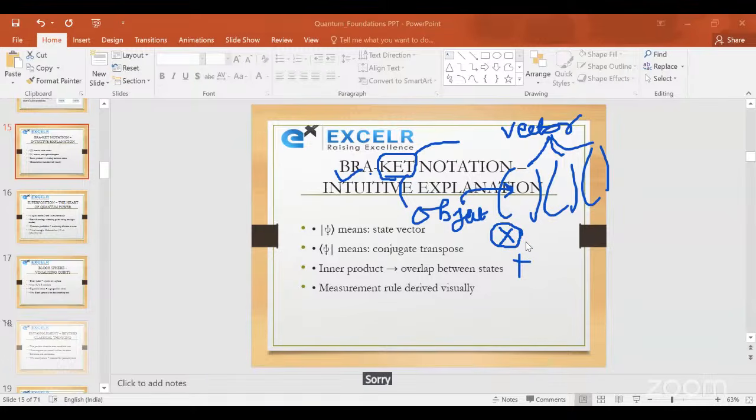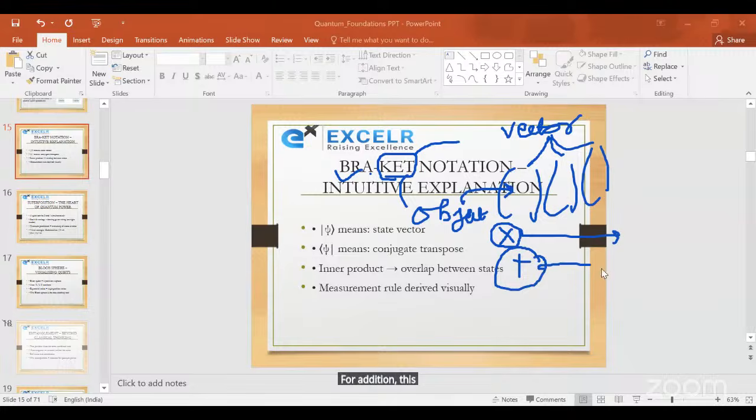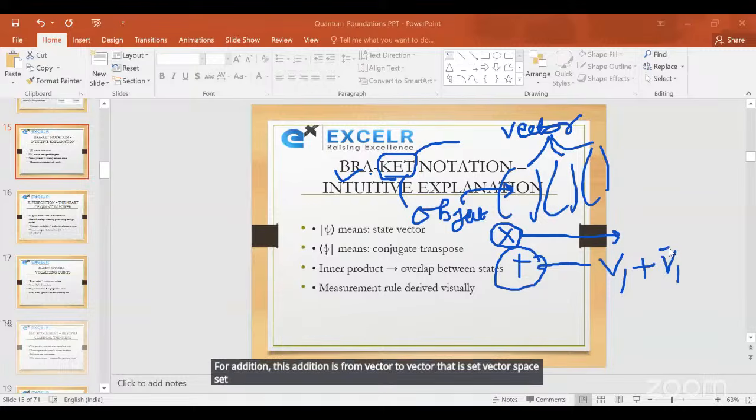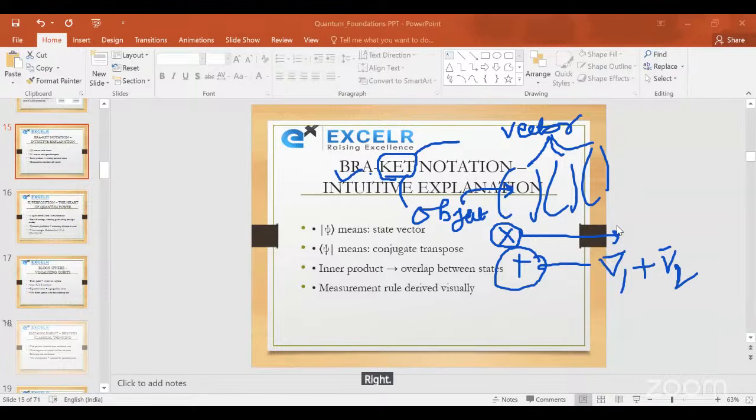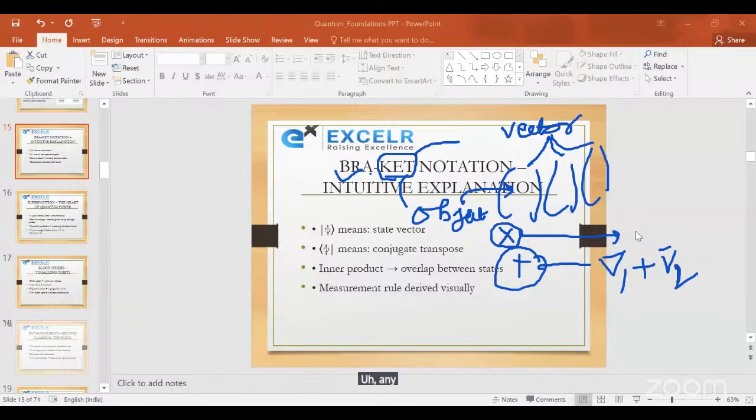Sorry, there's one point I forgot. It may be misunderstood that the addition is from vector to vector, that is, vector space set v1, vector space set v2, right? But the multiplication is not from vector to vector. Multiplication is by any number, so we can scale up the vector. That is a scalar. You can say multiply by any scalar.